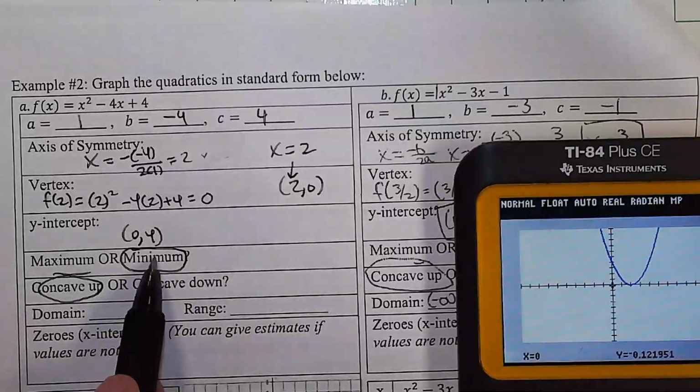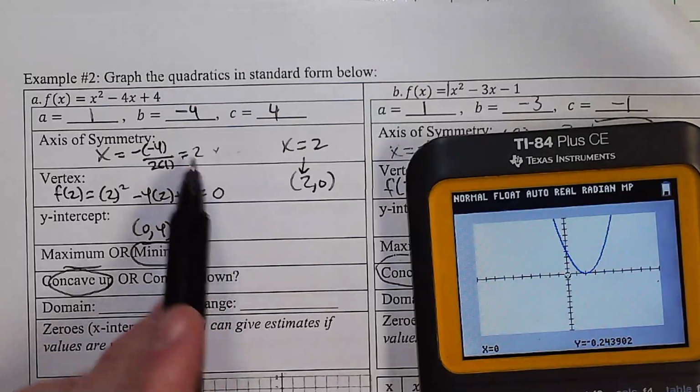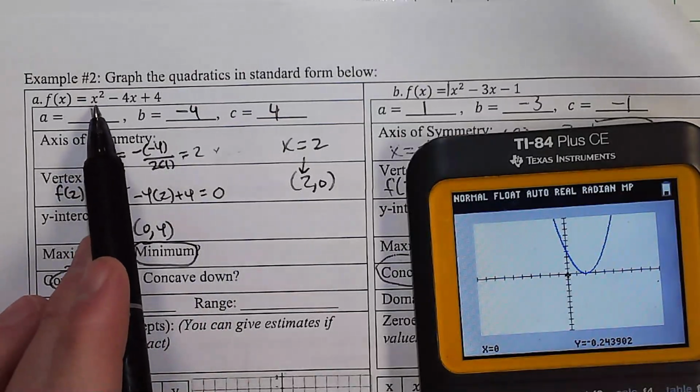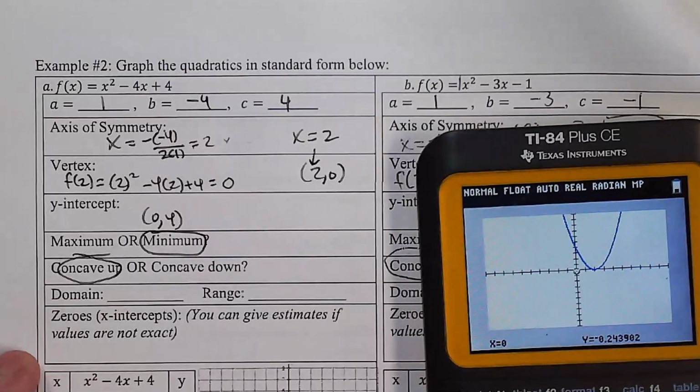Isaiah, why is this one a U shape and the other one is an N shape? It's a positive. Yeah, they call that the leading coefficient. The number in front of x squared, the A, is positive. There you go. Okay.